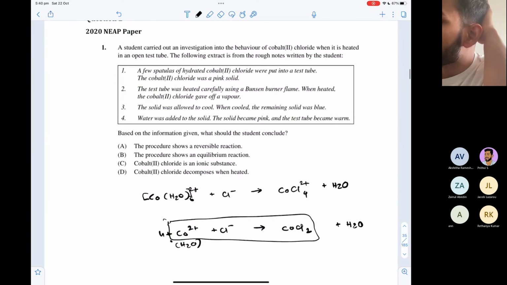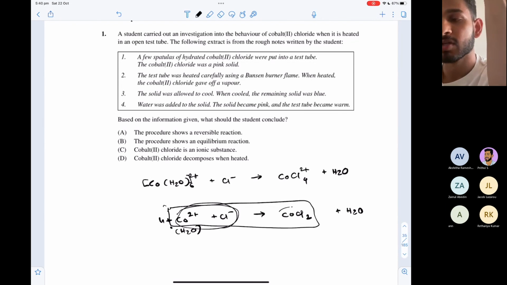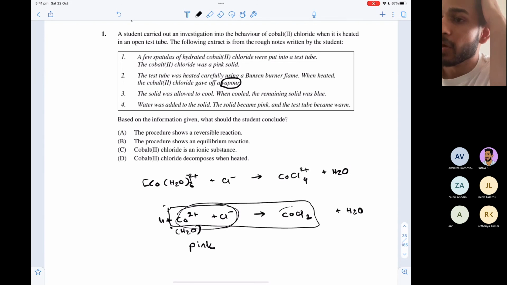So point one, a few spatulas of hydrated cobalt chloride, right? So hydrated cobalt chloride is here. This ion solution, because when you add it to water, it dissolves, right? Is put in a test tube. The cobalt chloride is a pink solid, pink, right? The test tube was heated carefully, and the cobalt chloride gave off a vapor. What do we think that vapor was?